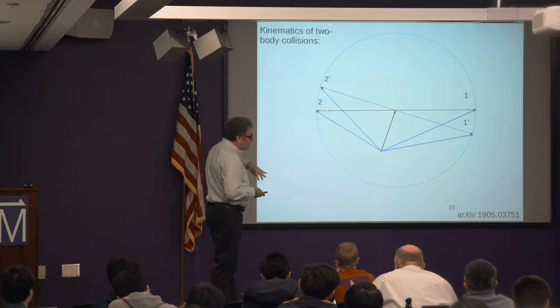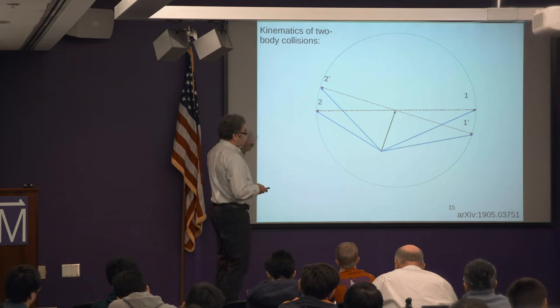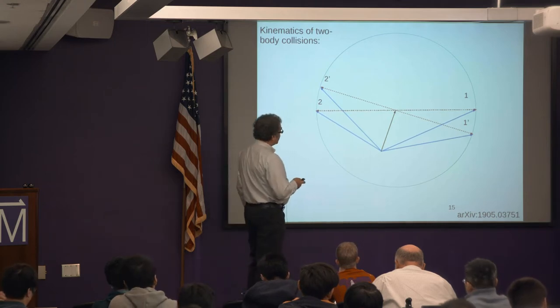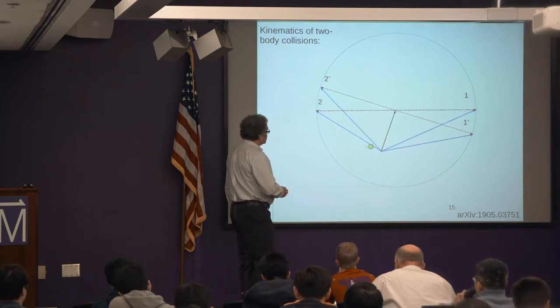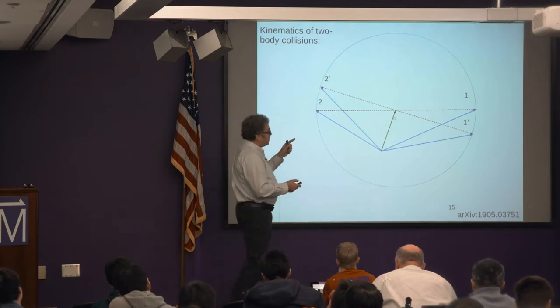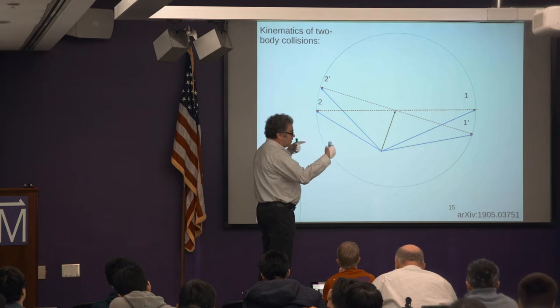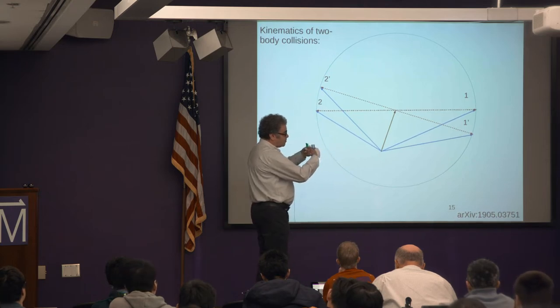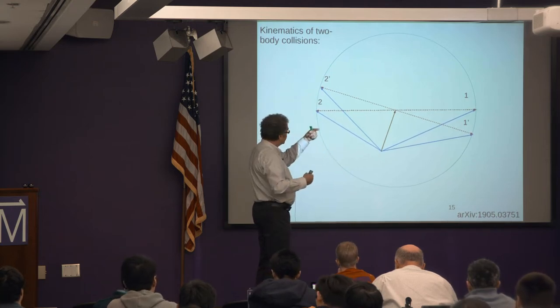So if you start with two particles without a Fermi sea, just two free particles in free space, then we know how to solve that. You just take particle one, particle two, you go to the center of mass frame, and the collision looks head-on. Energy is conserved, momentum is conserved, and because of that it's also head-out.